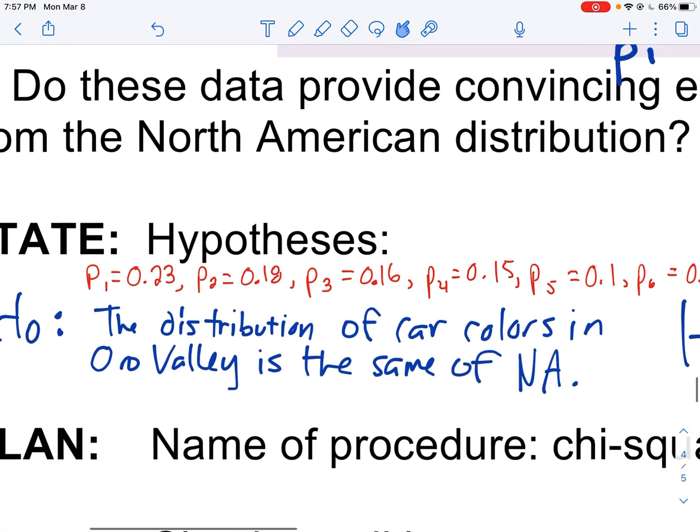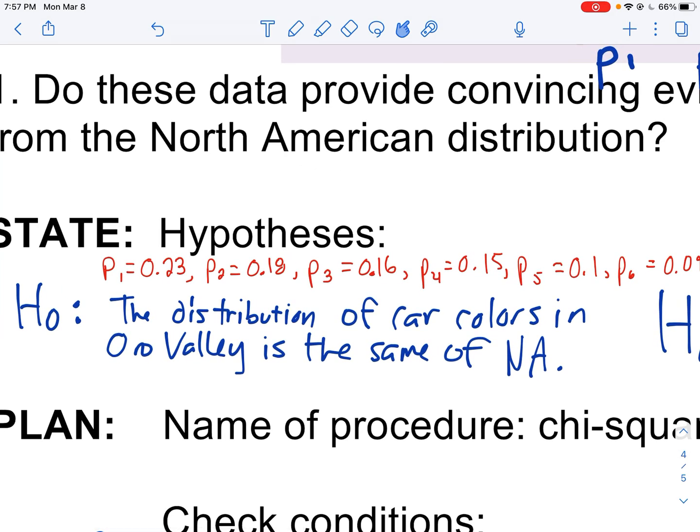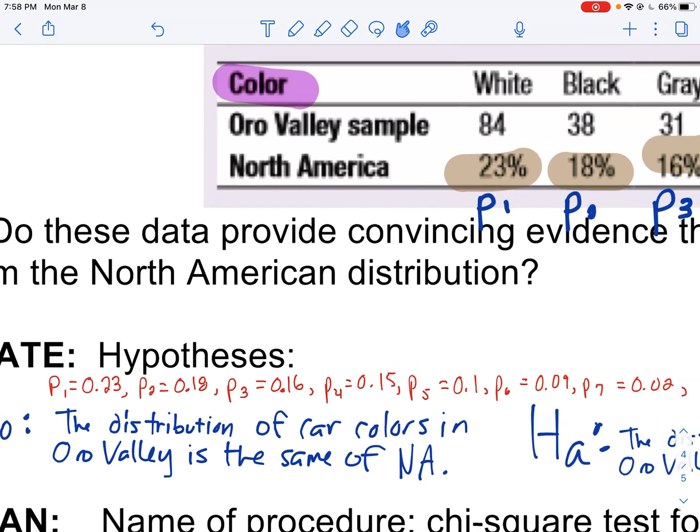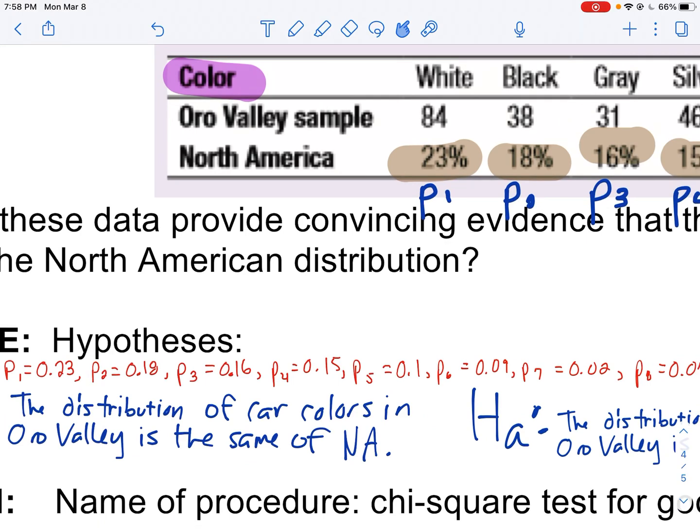I wrote a null hypothesis. You notice I wrote out a lot of this ahead of time, to save us a little bit of time here. My null is that the distribution of car colors in Oro Valley is the same as North America. I even wrote it out here using variables. Lowercase p, because again, we're dealing with parameters here. Population parameters are always going to be p's. If you're dealing with statistics, it's going to be p hats.